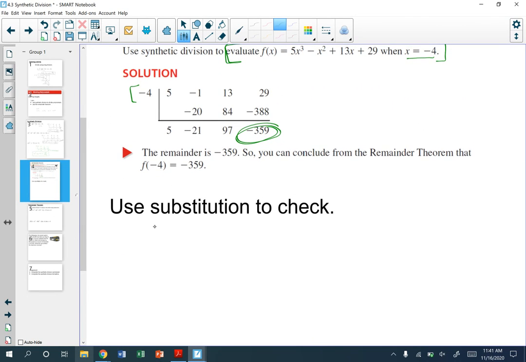So we would have f of x equals 5 times -4 to the third minus -4 squared plus 13 times -4 plus 29. So I'm going to go ahead and plug that into my calculator. Be careful with our signs. Make sure we're using parentheses where appropriate.